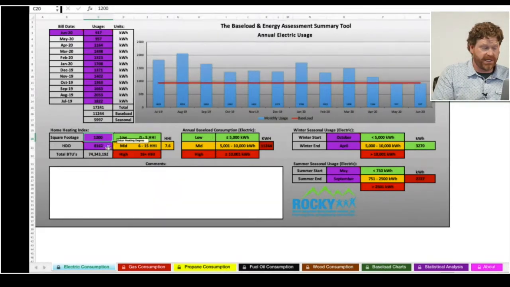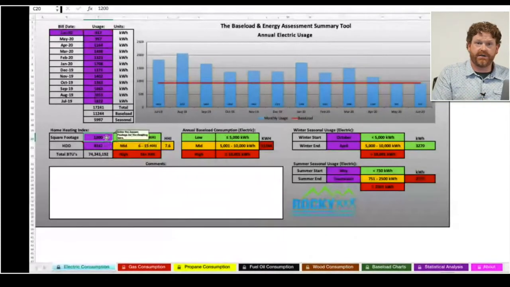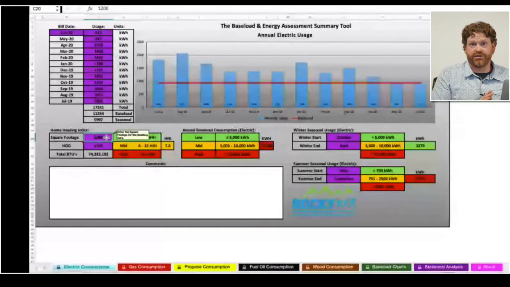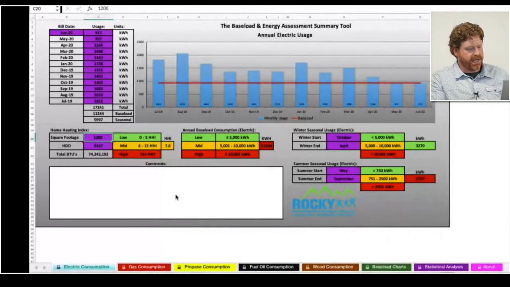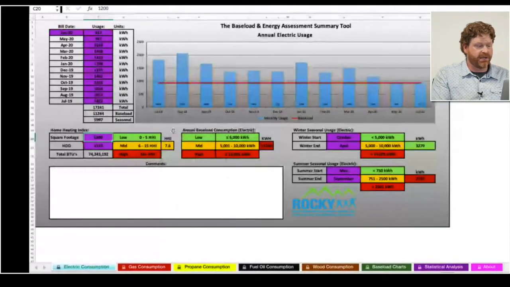I'm going to leave the heating degree days at 8167 because that's the 30-year average for my area. And 1200 here, we can just keep that as a general size of the home. And what the tool has done now is it has given us our home heating index, which is a metric of total energy use that is trued up for the size of the home and the climate. It's given us our annual baseload consumption for electric, which we see as 11,244.